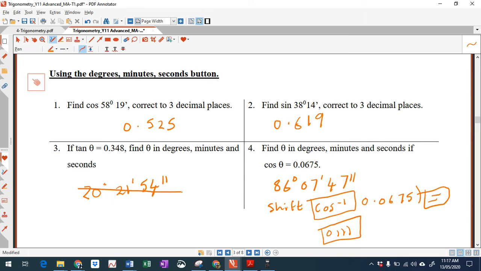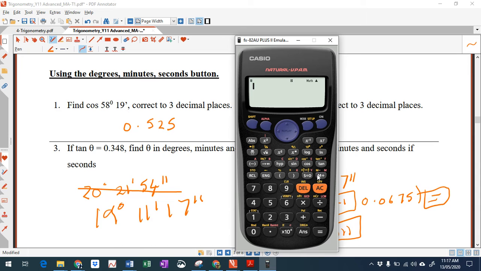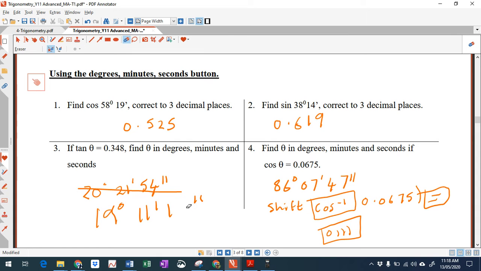19 degrees, 11 minutes, and 17 seconds is what we got there. Okay. So doing that one again. Shift, tan, 0.348. Okay. Now, why do we round up to 17 seconds? Is because 16.43 is actually should be 16 seconds, not 17 seconds. 16.43 minutes. That should be 16 there.